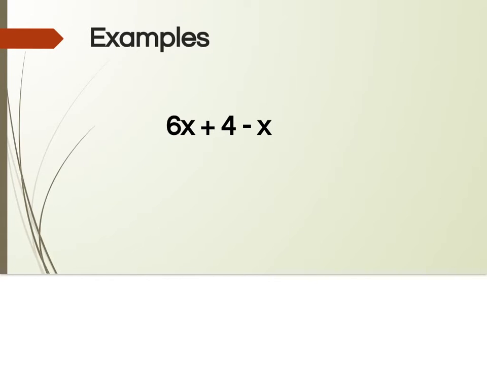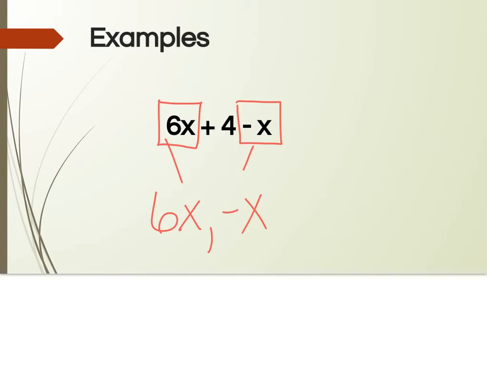In 6x plus 4 minus x, you have a 6x and a negative x. Those are like terms because they both have x's. And then you just have a positive 4, one constant, so there are no other terms that are like.